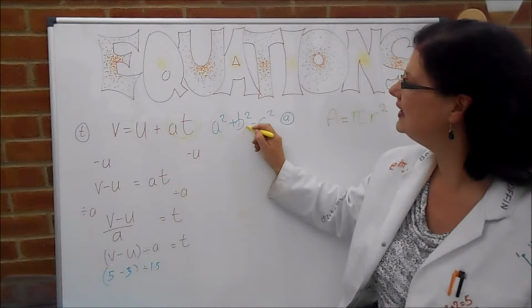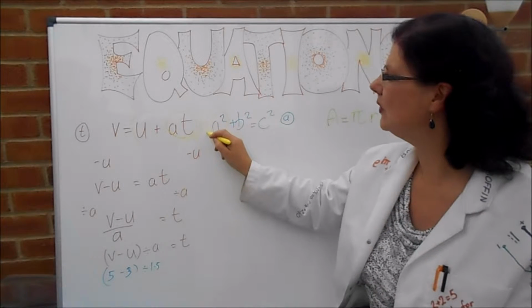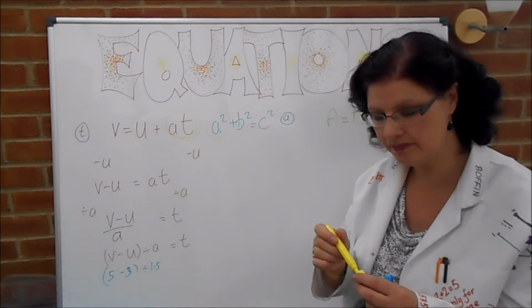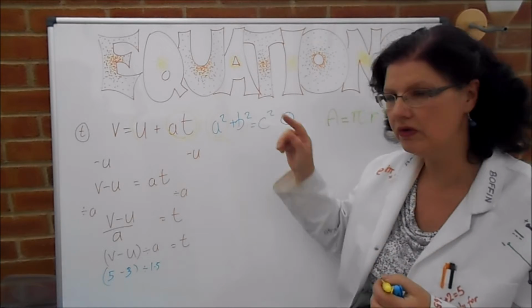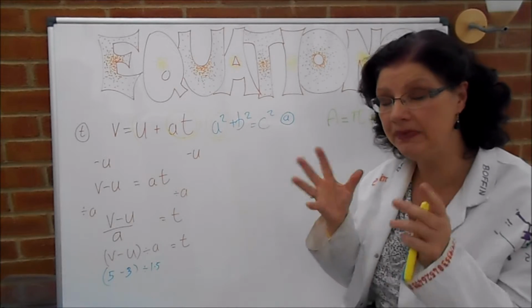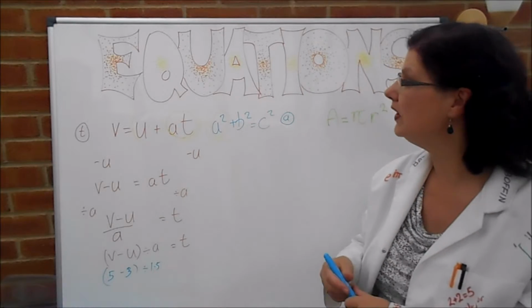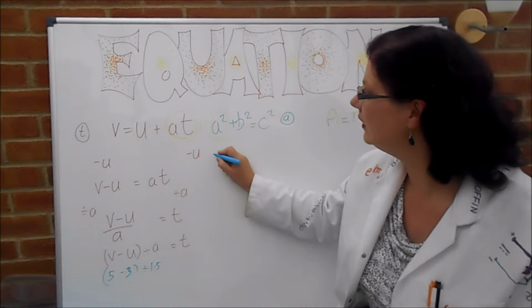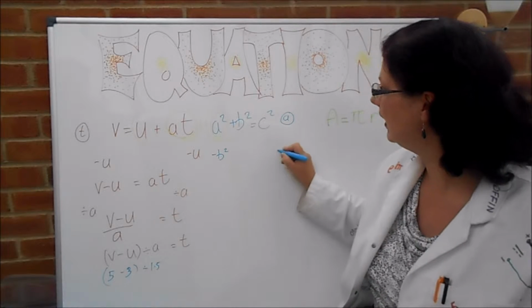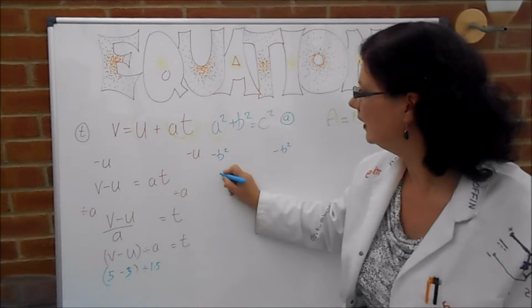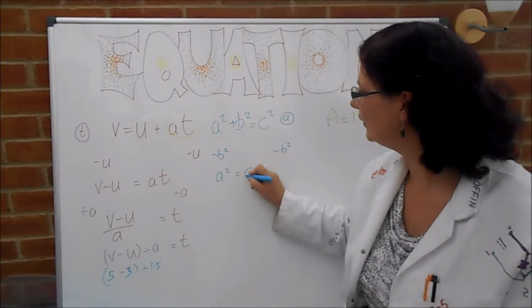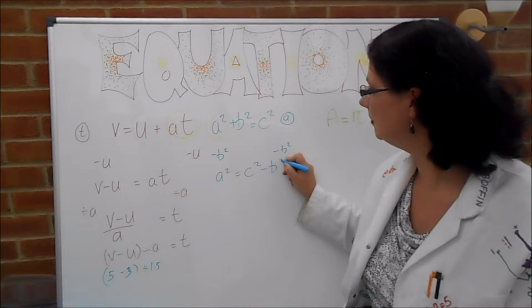The next layer is add b squared. You can do that as a whole one thing. You don't need to worry about squared in there. B is just a number, b squared is just a number, so it's just add a number. So what we're going to do, rearranging that, is take away the b squared. So a squared equals c squared minus b squared.